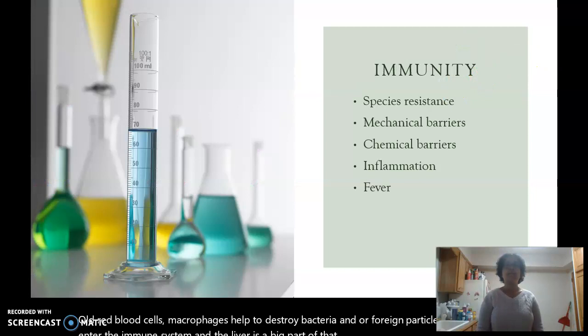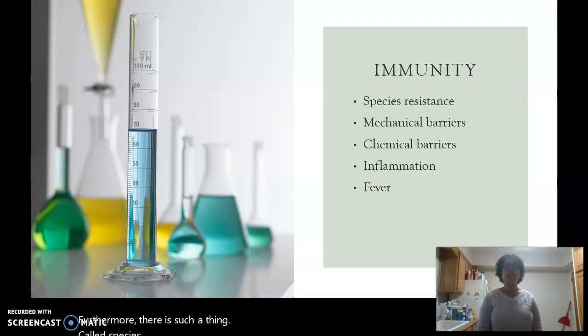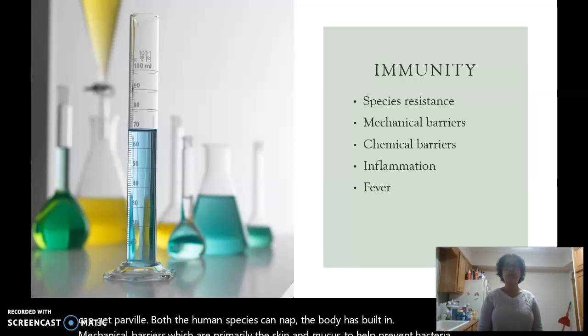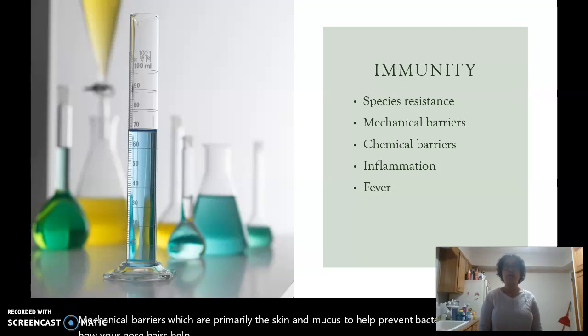Furthermore, there is such a thing called species resistance, which is the natural ability of one type of organism to resist infection by pathogens that cause diseases in another type of organism. For example, dogs can get parvo, but the human species cannot. The body has built-in mechanical barriers, which are primarily the skin and mucus, to help prevent bacteria. Think about how your nose hairs help trap particles to avoid infection.